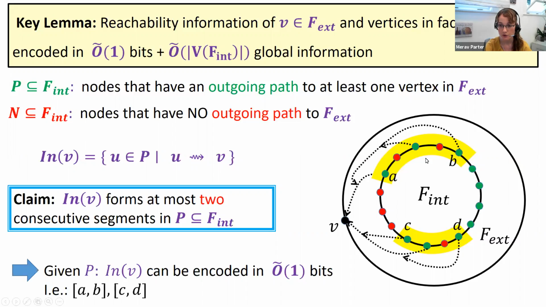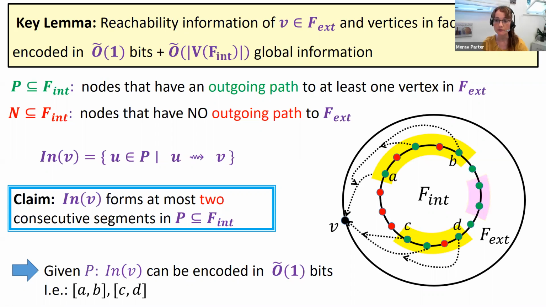We can find two segments, and in this case, we can say all the nodes that have incoming paths to V lie in the segments A, B and C, D. And this means that all the nodes that lie in these segments that are in P have an incoming path to V. Okay, so if this claim holds, it gives a very efficient representation: in just polylog n bits, it represents all its incoming neighbors from the internal face.